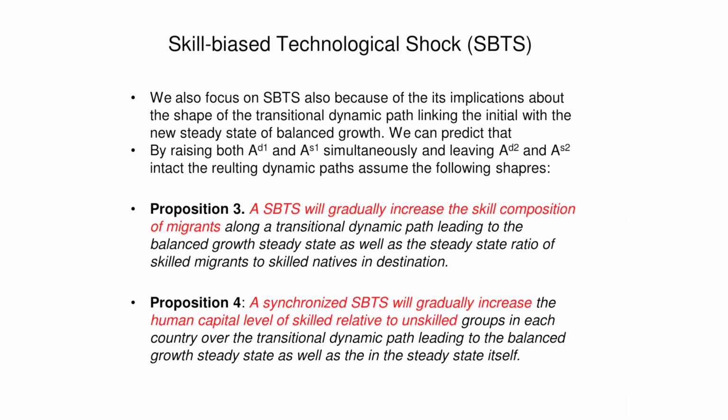So actually we can derive two propositions that predict the pattern that we're going to observe along the transitional dynamic paths. A skill bias technological shock will gradually increase the skill composition of migrants along the transitional dynamic path, and also the human capital level of the skilled relative to unskilled groups in each country over the transitional dynamic path leading to the balanced growth equilibrium steady states are also going to be gradually increasing, which are the two major properties of the data that I started out with.